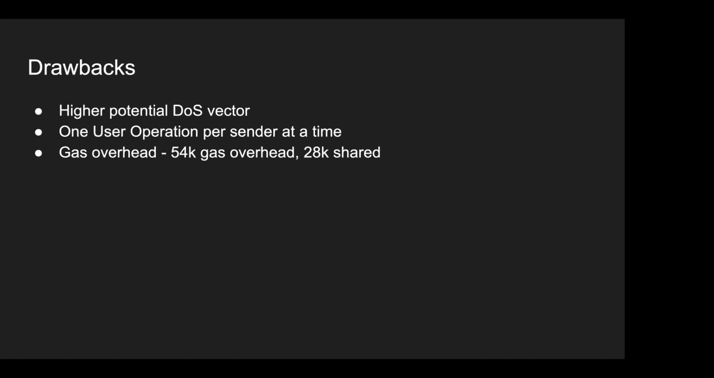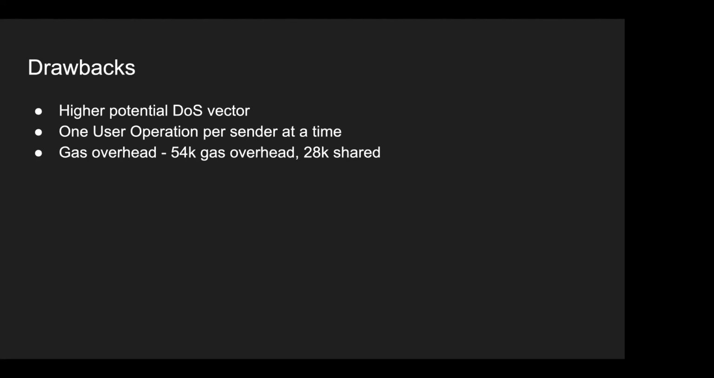However, there are a few drawbacks that are important to mention, right? Since validating a user operation relies on looking at EVM state and executing EVM code, there's a higher potential DOS vector because of it. The way it's currently designed, only one user operation per sender can stay in the mempool, in the user operation pool. This means that users, if they wanted to send multiple user operations, would have to wait and send them once the first one's included.